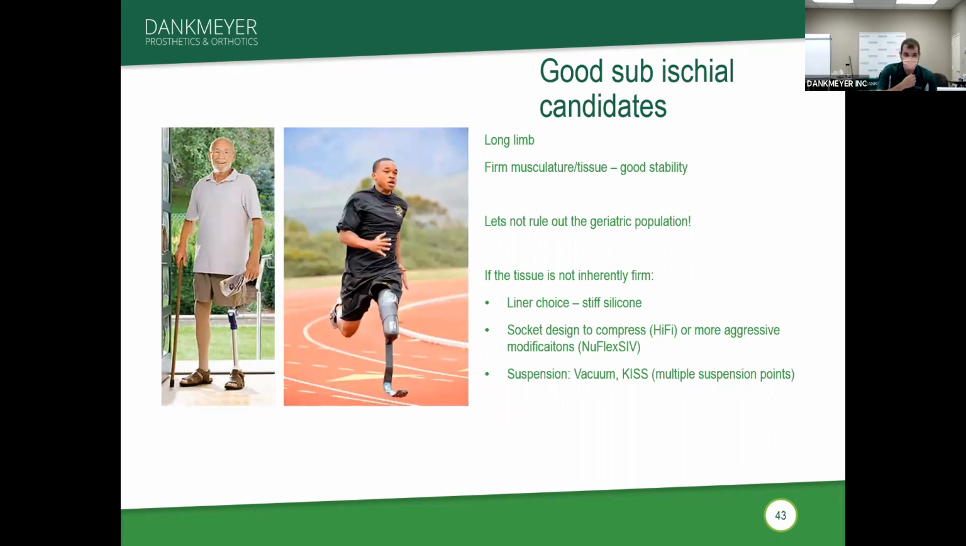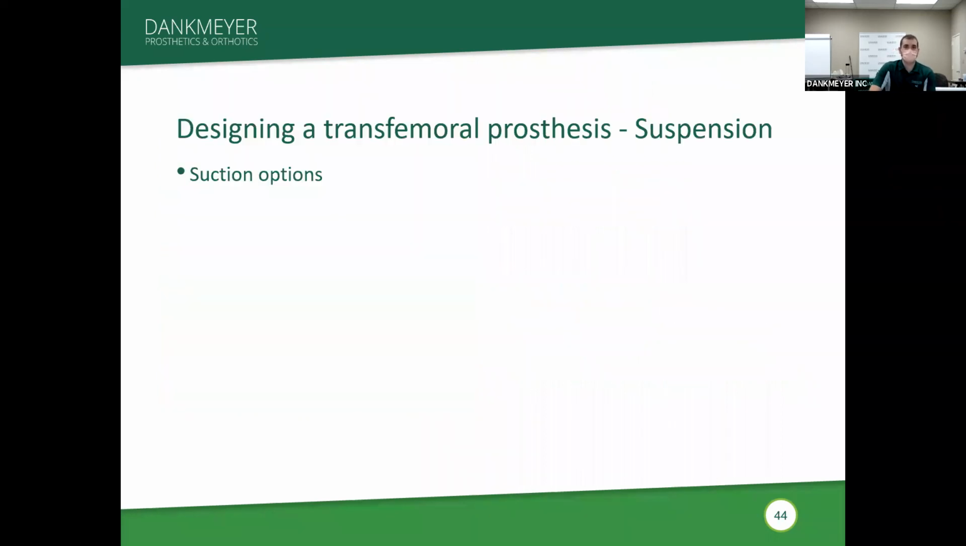So typically good candidates for subischial sockets will have a longer limb, firm musculature with good stability of the musculature in the limb. That's not to say geriatric patients don't do well. They actually can do very well. But it goes back to the question of, you're trying to figure out a way to stabilize the residual limb within the socket. And there's different approaches that we can use. And we have a completely separate presentation that goes into much more detail on the ins and outs of transfemoral socket design.